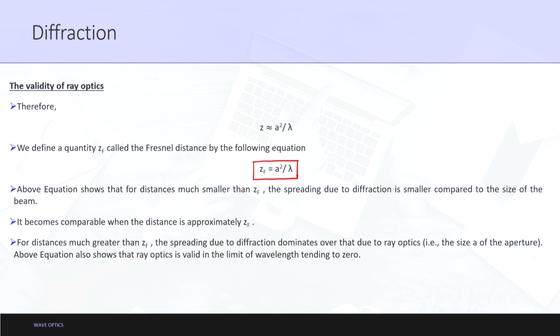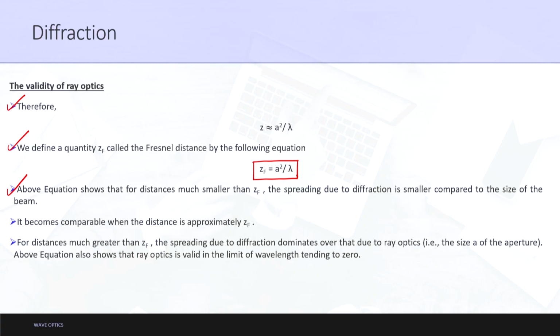The above equation shows that for distances much smaller than ZF, the spreading due to diffraction is small compared to the size of the beam. So quite evident, as I already told you, the diffraction pattern will be very small because the distance is less, hence the complete width is not being utilized, and it is being compared to the size of the beam. As we know, what is diffraction? Diffraction is the phenomenon due to which light is bent, when it meets an obstacle which is of the order of the wavelength of light. Therefore a similar concept is being used.